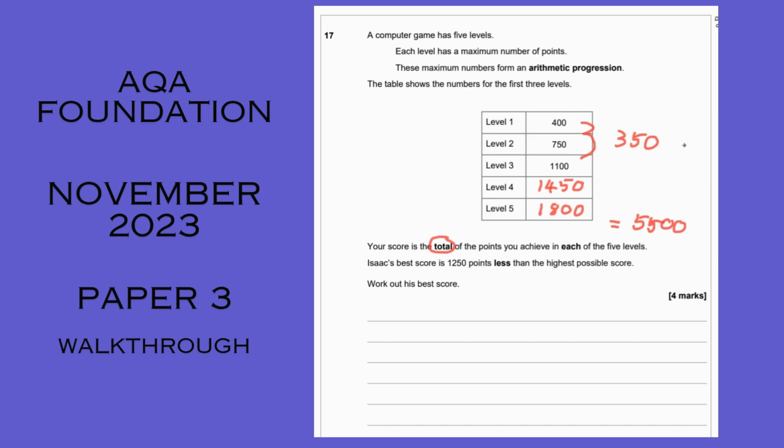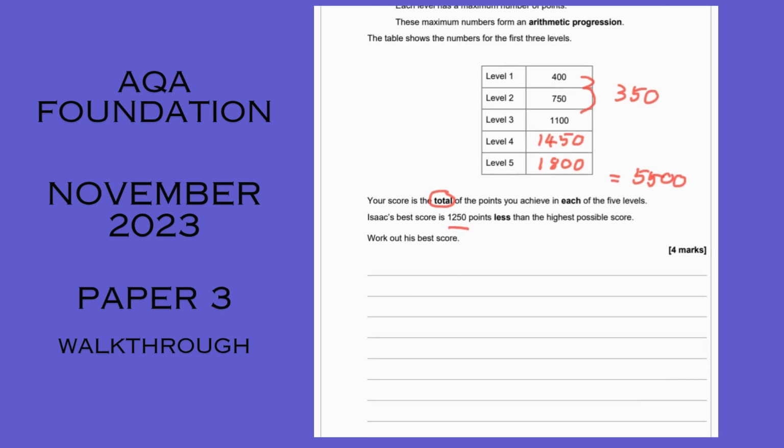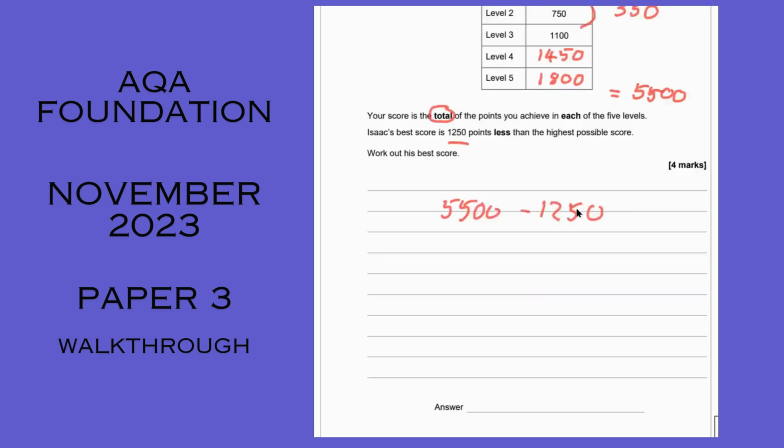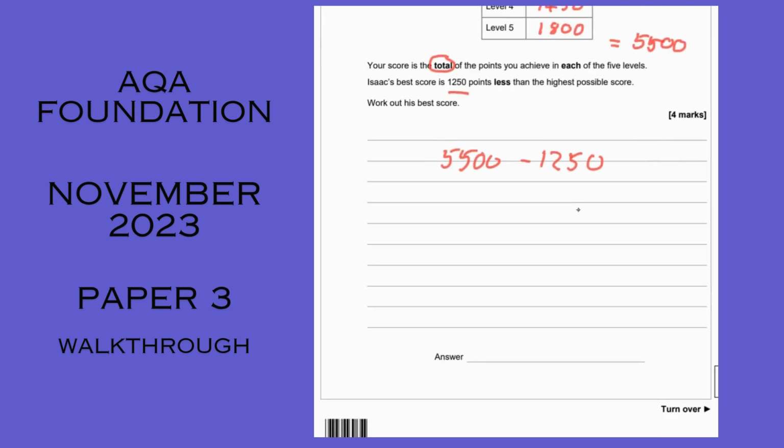Isaac's best score is 1,250 less. So you do 5,500. Take away what we're told about Isaac's score, and that gives us the correct answer of 4,250. On we go.